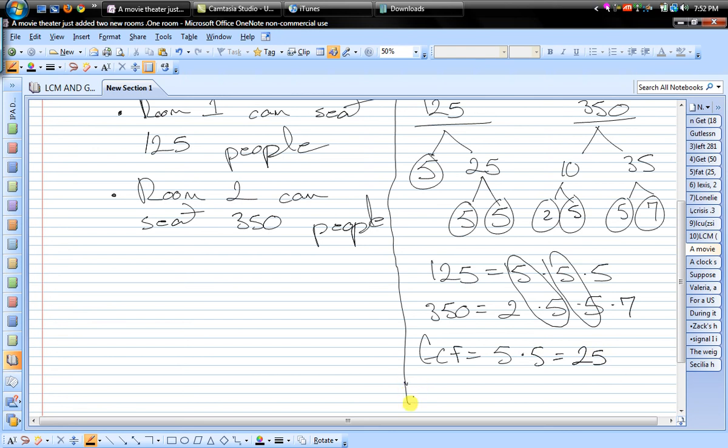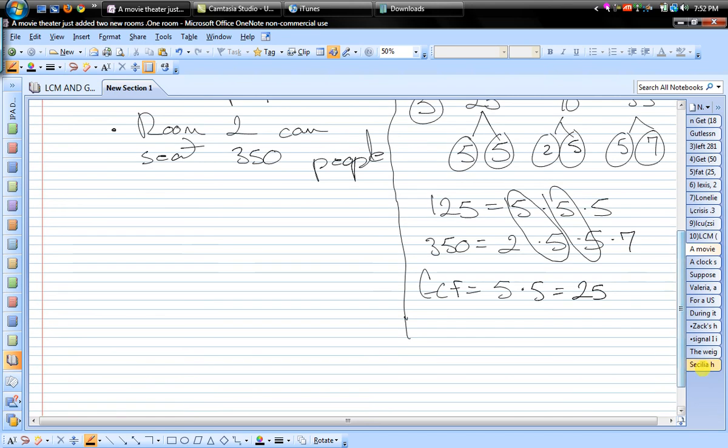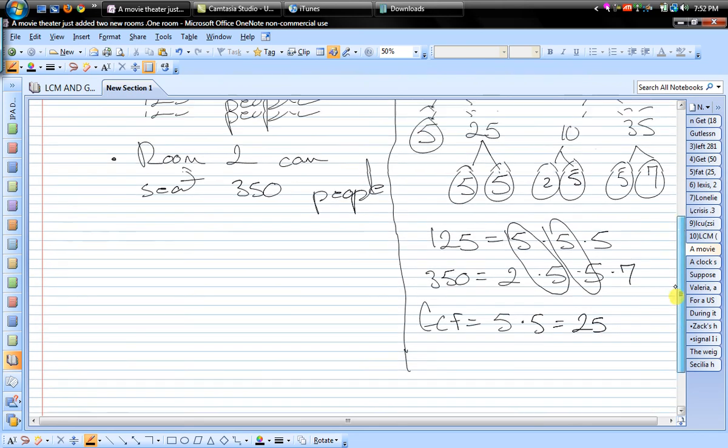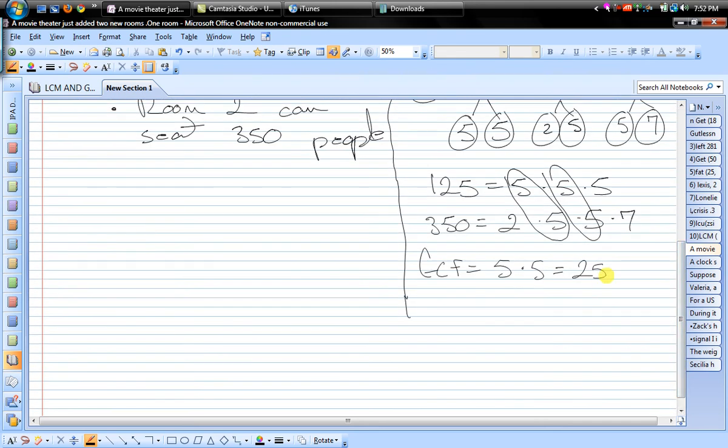Okay, so if you got the correct number, go ahead and give yourself a pat on the back. But we always have to answer the so what question. So what? What does 25 mean? Well, our 25 should answer our question. And let's go back up to the question. What's the greatest number of seats that can make up each row? The answer is 25 seats.